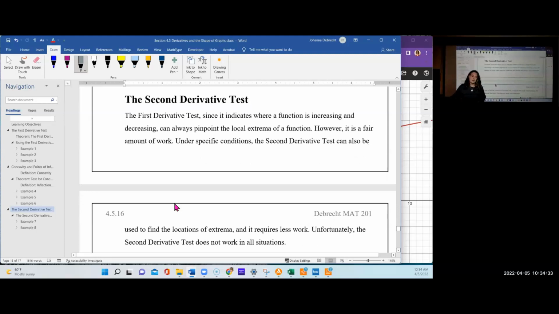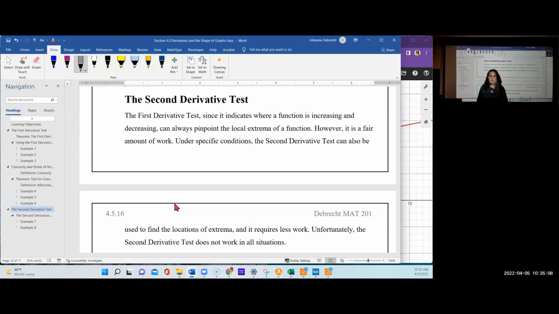We've used the second derivative to find concavity, but that's not actually the second derivative test. The first and second derivative tests were designed to tell you where the relative extrema are. The difference is the first derivative test always works. If it goes from decreasing to increasing, it's a relative minimum. If it goes from increasing to decreasing, it's a relative maximum. That's the first derivative test.